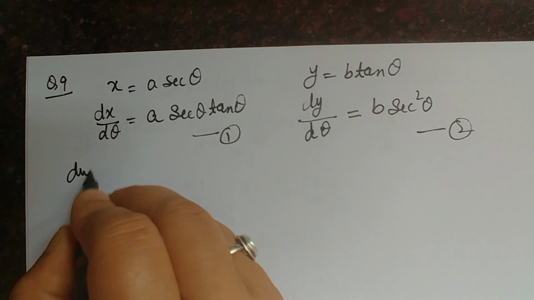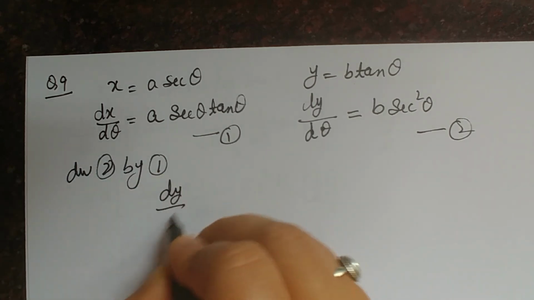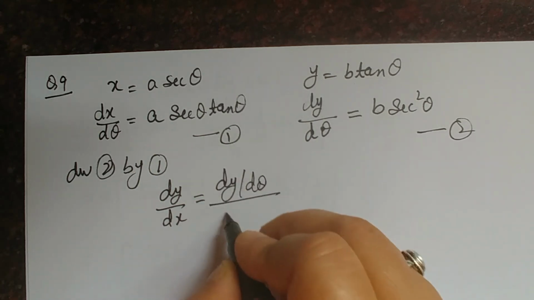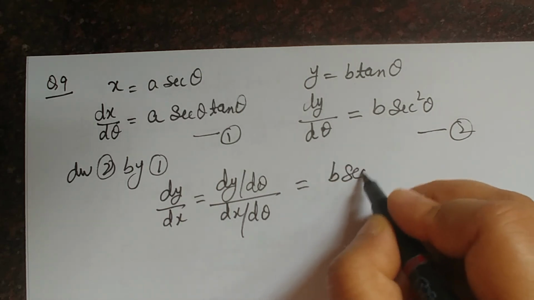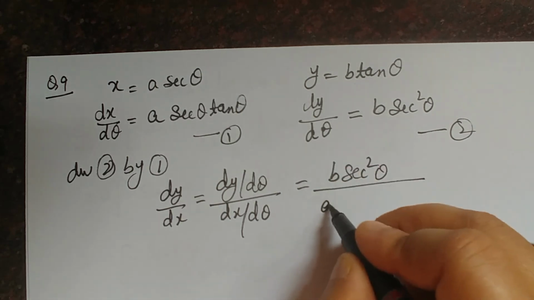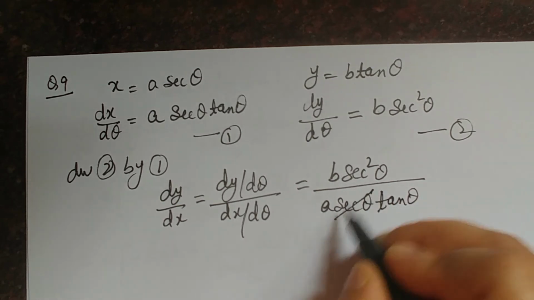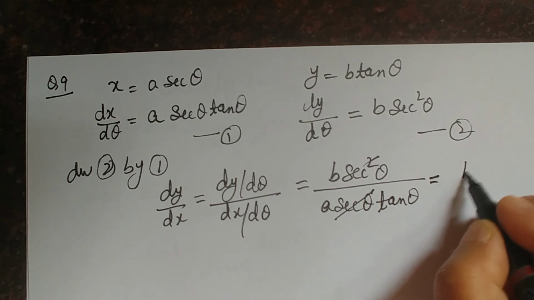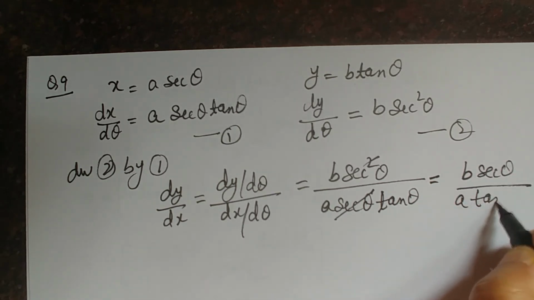So divide 2 by 1. Dy by dx is equal to dy by d theta divided by dx by d theta. This is equal to b secant square theta upon a secant theta tan theta. So one secant theta is cancelled here. Now I can just open it so that it is reduced to simple form.